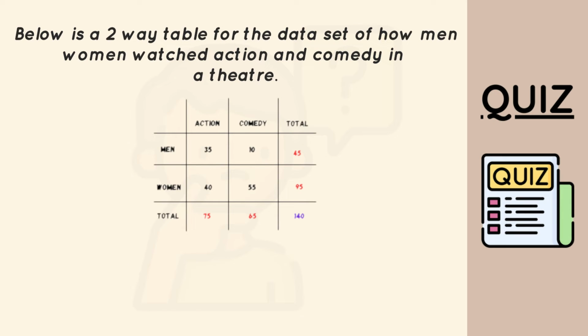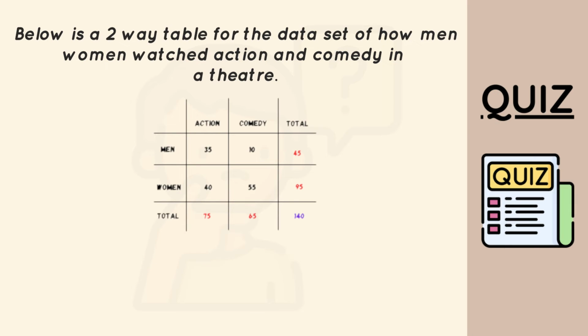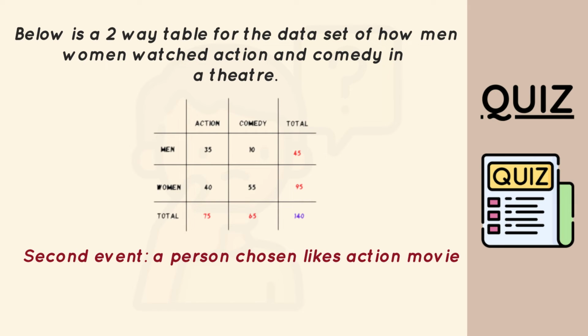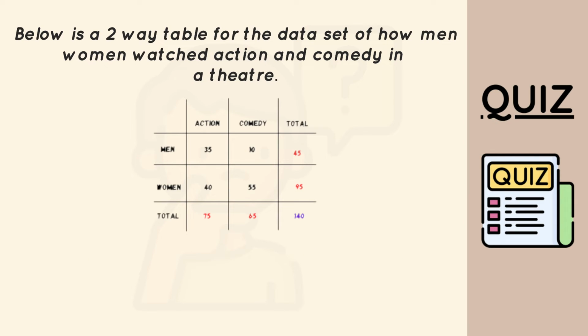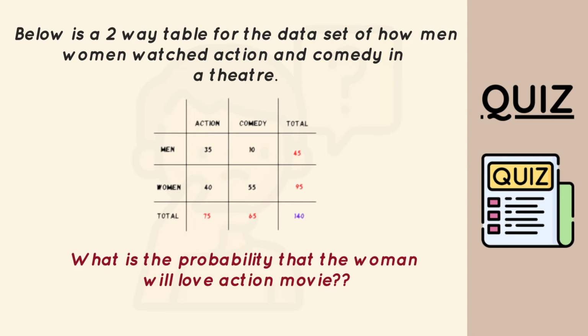So to answer our question, once again the question says, if a woman is chosen at random, what is the probability that she loves action movies? From this question we can see that we actually have two events. The first event is the probability that a single person chosen is a woman, and the next event is the probability that a single person chosen likes action movies. The question says if a woman is chosen at random, so that means the event of choosing a woman has actually occurred. What is the probability that the woman is going to love action movies?